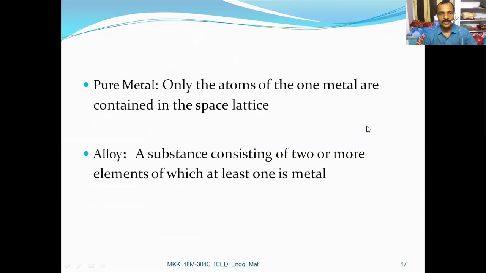So later we concentrated on pure metal, which is nothing but the atoms of one metal contained in a space lattice, whereas an alloy is a substance of two or more elements in which one should compulsorily be a metal.